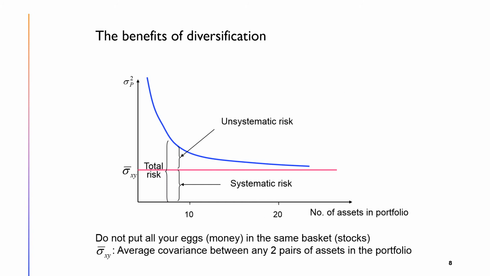In the figure, the blue line represents unsystematic risk and the red horizontal line represents systematic risk. The figure shows that unsystematic risk gradually disappears as the number of assets in the portfolio increases. No matter how diversified the portfolio is, the systematic risk cannot be eliminated.